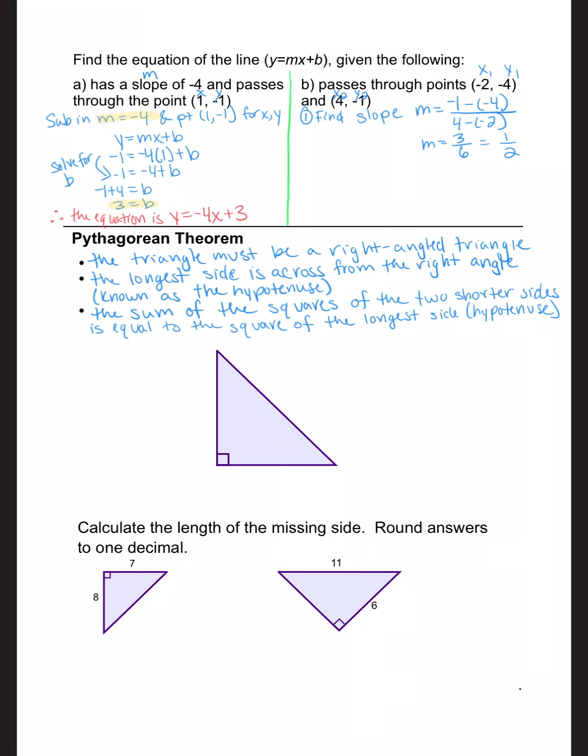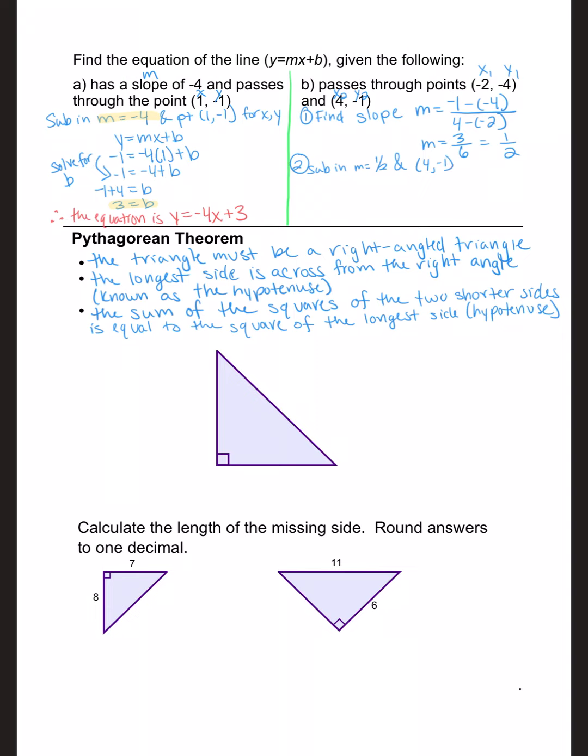So now that we have our slope, just like we did in example A, we're going to sub in m equals 1/2. And you can pick any point you'd like. I'm just going to write this a little bit lower. So we're going to sub in m equals 1/2. And we're going to pick any point, doesn't matter which one. I'll just choose the one with less negatives. So we'll choose that 4, -1.